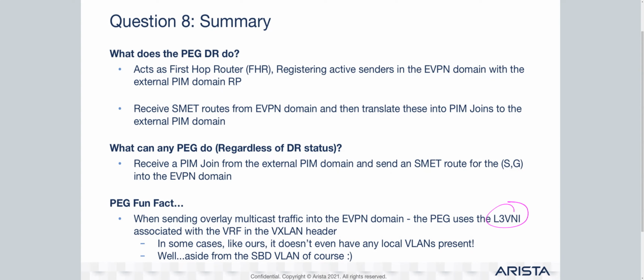If it receives a feed from the external PIM domain, it needs to send it into the EVPN domain. So it'll VXLAN encap it. But this is kind of that one exception to using the bridge domain associated with the sender, because in the PEG, that bridge domain may not even exist when it receives it. So we'll see that in the PEG's case, it may use the L3 VNI in the VXLAN header instead of the L2 VNI. That's more of just a little quick fun fact.